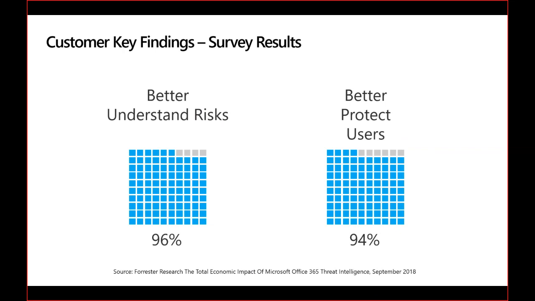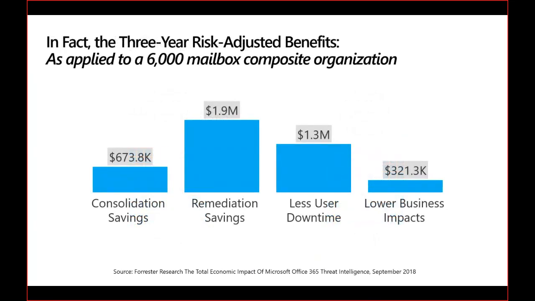Now, we just looked at it from the security lens. Imagine now how we can quantify this in terms of the amount of dollars saved by an IT team. What Forrester also did was create models where they looked at an organization that has about 6,000 mailboxes. And from those 6,000 mailboxes, they were able to extrapolate through their modeling how much money and time we could save based on these different criteria.